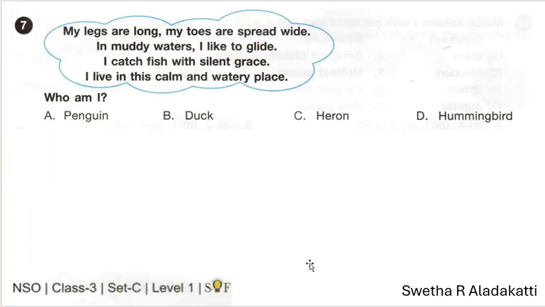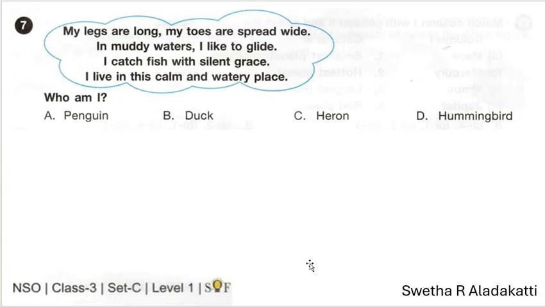7. My legs are long, my toes are widespread. In the muddy water I like to glide. I catch fish with silent grace. I live in this calm and watery place. Who am I? Penguin, duck, heron or hummingbird?